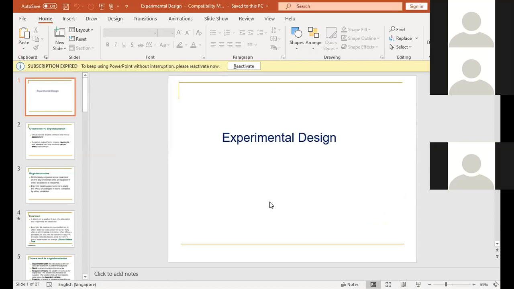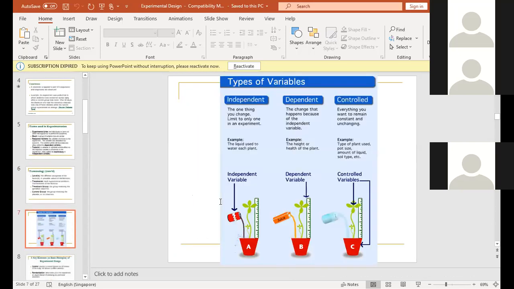Can you see a slide, experimental design? Yes, madam. Good. I'll show you one slide here. You can see here, we are treating these 3 plants using 3 different liquids. What we want to see is whether the growth of the plant can differ based on the way we treat it.